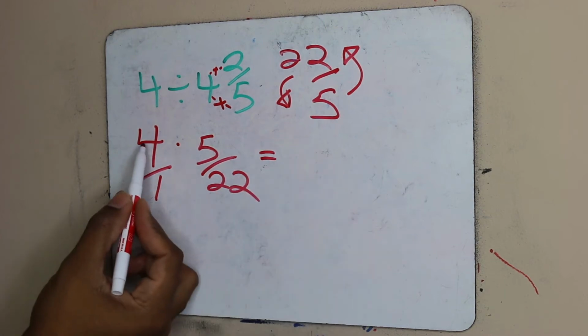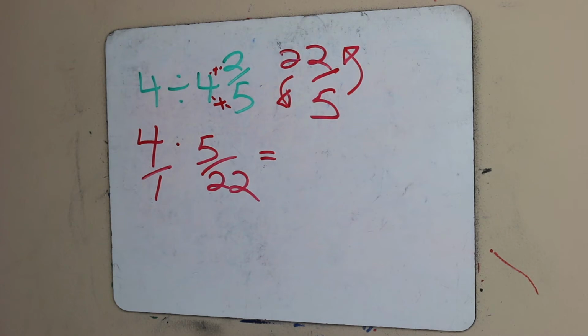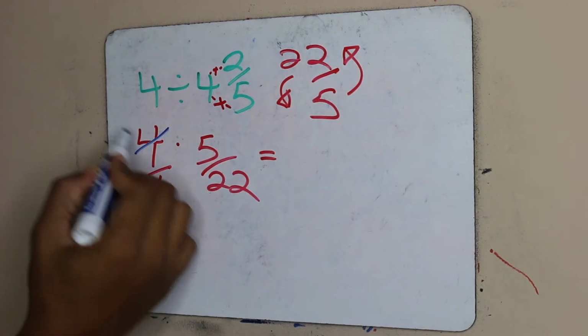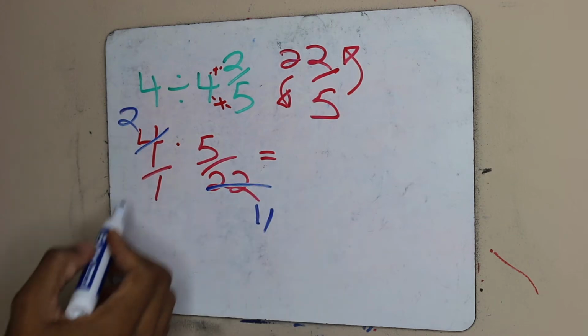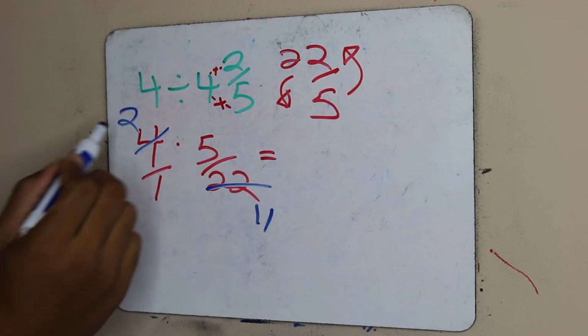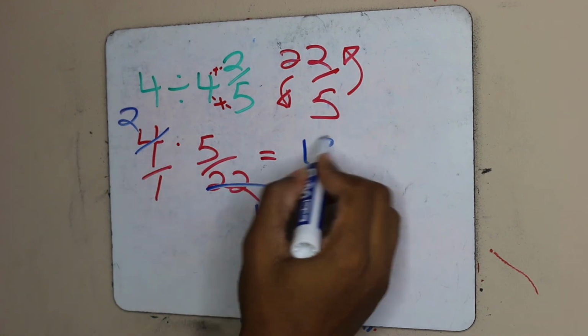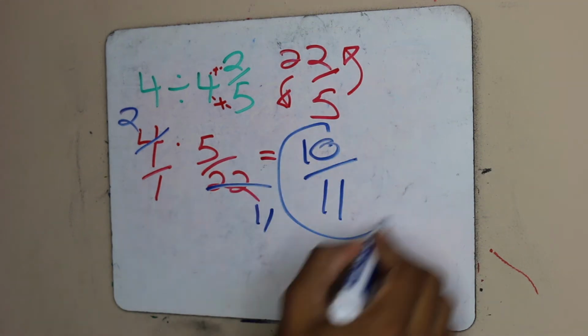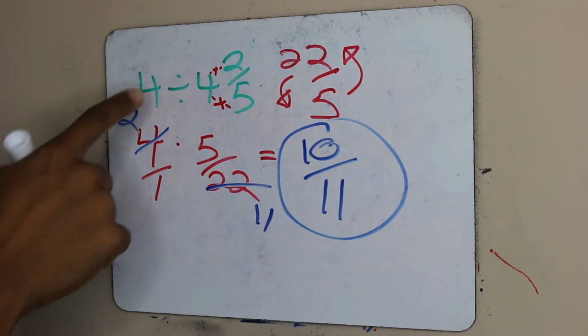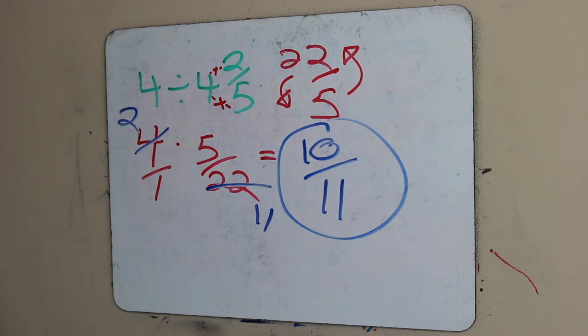Now what does this equal? Well, is there a number that goes into 4 and 22? Yes, there is. 2. 2 goes into 4 twice. 2 goes into 22 11 times. Nothing else can be broken down any further. So 2 times 5 is 10. And 1 times 11 is 11. And there you have it. 4 divided by 4 2/5 equals 10 over 11.